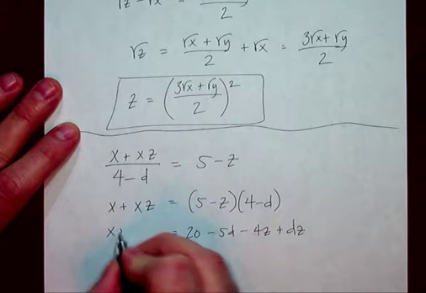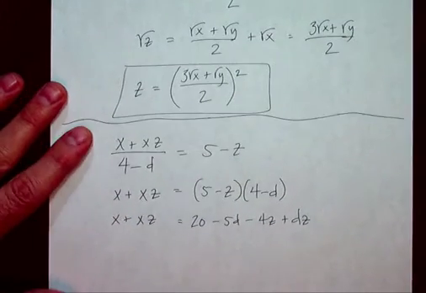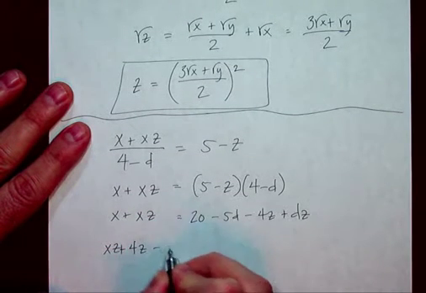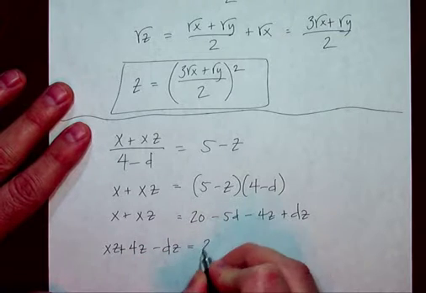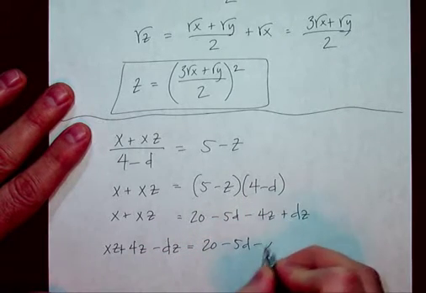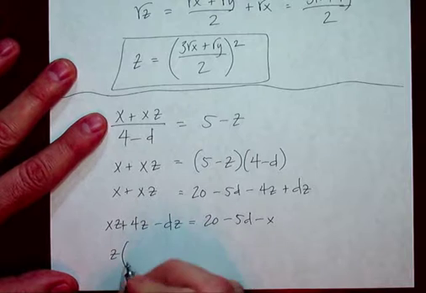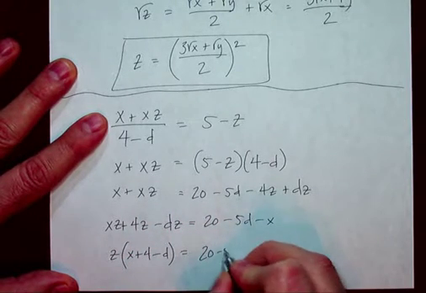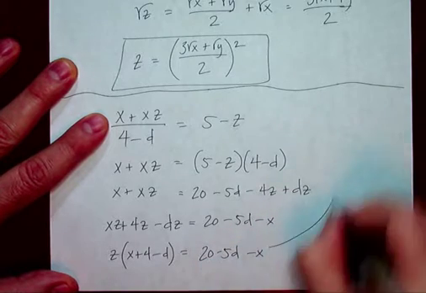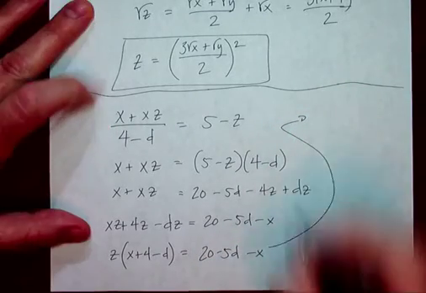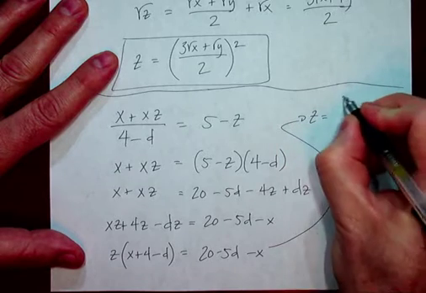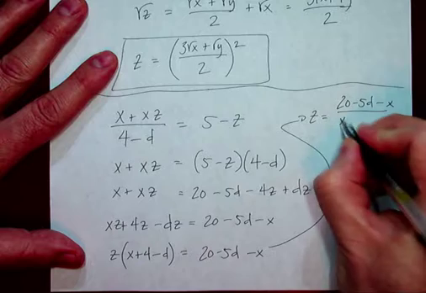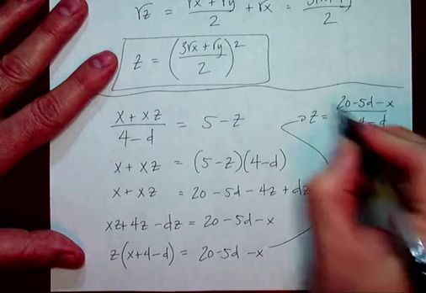And then I simply need to get all the z terms on the same side, and I get xz plus 4z minus dz is equal to 20 minus 5d minus x. Let's factor out the z: z times x plus 4 minus d, equals 20 minus 5d minus x. And let's go ahead and pull the answer up here. It winds up being 20 minus 5d minus x over x plus 4 minus d.